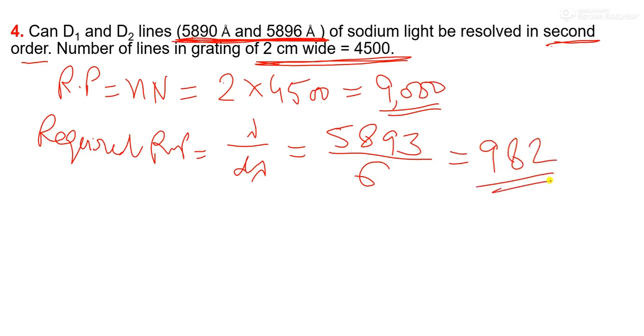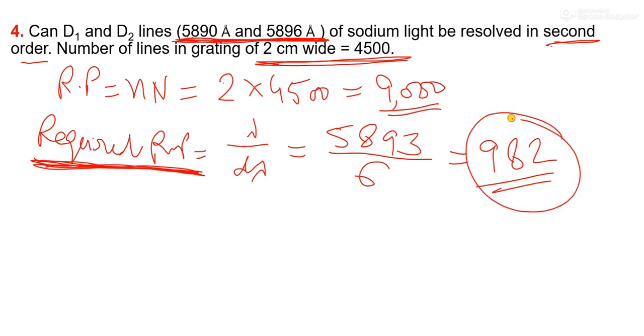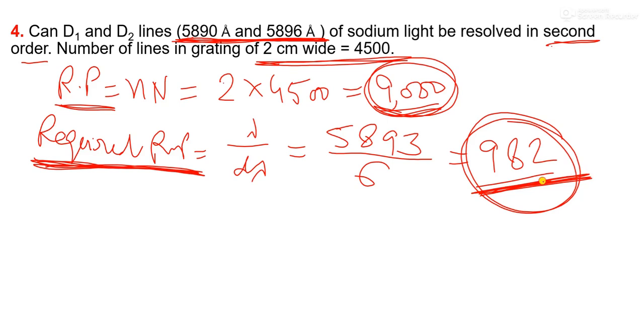Means to resolve these two wavelengths, 5890 and 5896 angstrom, the required resolving power of the grating should be 982. But we have the grating having resolving power 9000. It means the resolving power of our grating is greater than the required resolving power to resolve these two wavelengths. So clearly it will resolve these two wavelengths.